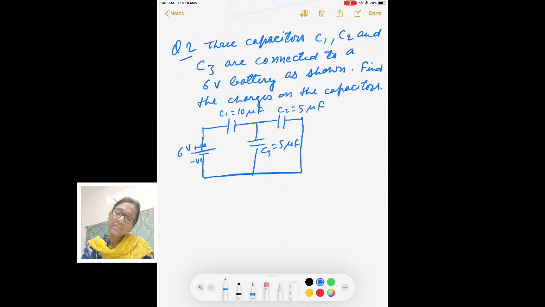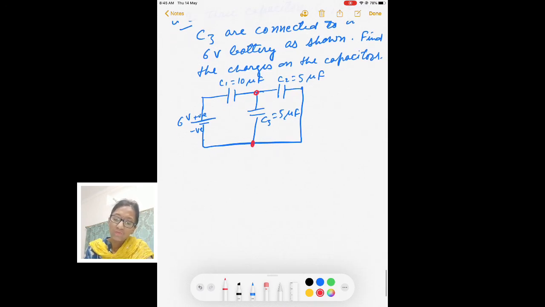Three capacitors C1, C2 and C3 are connected to a 6-volt battery as shown in diagram. You can see. Find the charges on the capacitor. You have to find charges. So what will be working step? Firstly, you will find equivalent capacitance between the two arms. Okay, so let me start. Suppose this is point A and B. So let me start going.